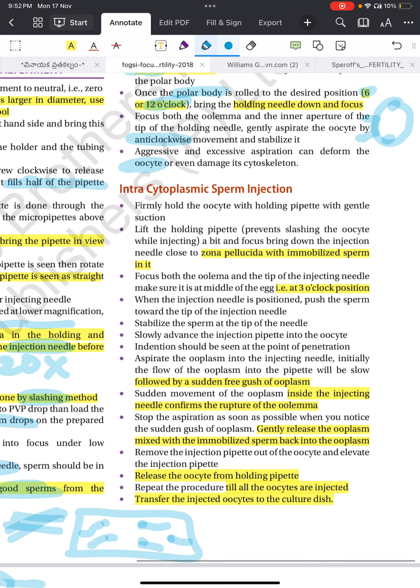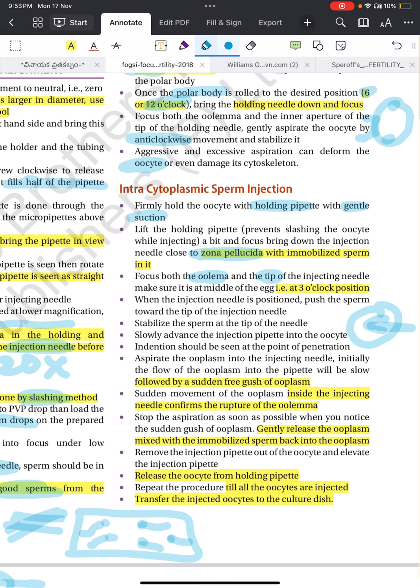Now, the final step is ICSI. Now you have held the oocyte with the holding pipette, with gentle suction. On this side you have the holding pipette, which prevents slashing of the oocyte. Bring the injection pipette with the sperm close to the zona pellucida. Focus both on the oolemma and the tip of the injecting needle. Make sure it is in the middle of the egg, exactly at the 3 o'clock position.